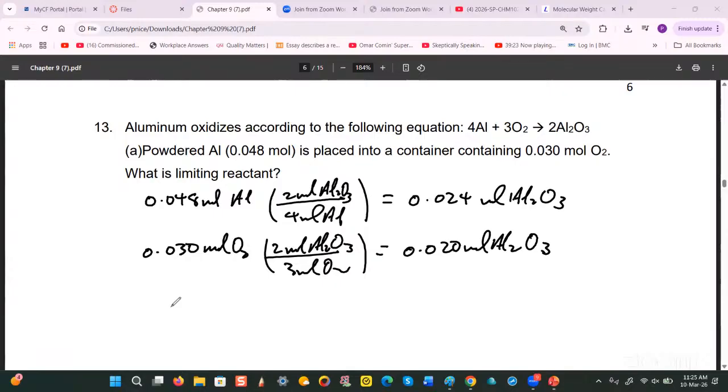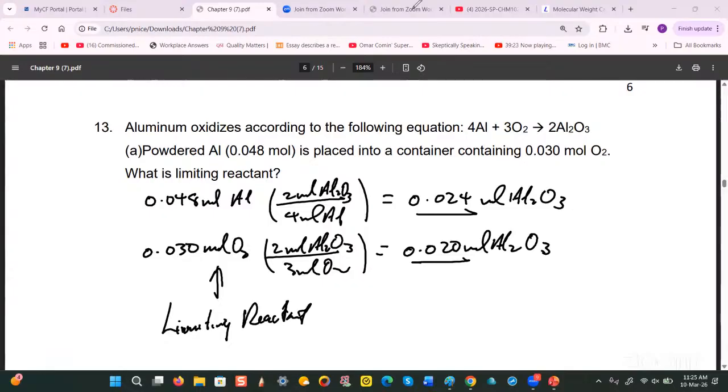And so the limiting reactant is O2. Exactly. This is the limiting reactant because the 0.020 is less than the 0.024, so therefore the O2 will be the limiting reactant. All right? Any questions about this one? Any questions out there in Zoom?